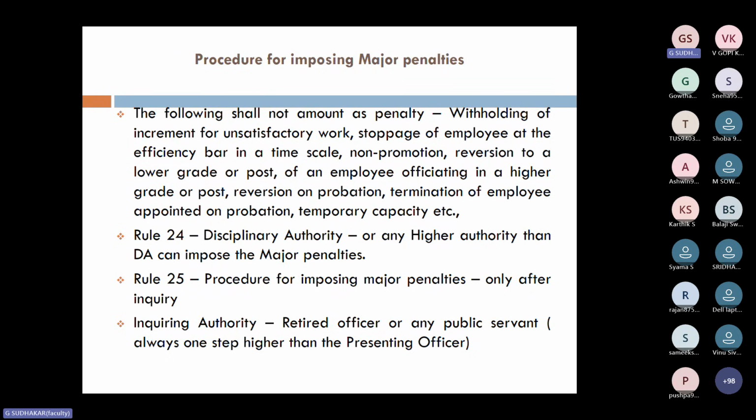So like this, the inquiry will go. After investigation, the charge sheet has to be issued. Then the inquiry will be conducted. Then punishment will be imposed. Then appeal has to be filed by the charge sheeted employee. Then memorial. This is the flow chart of the inquiry proceedings.